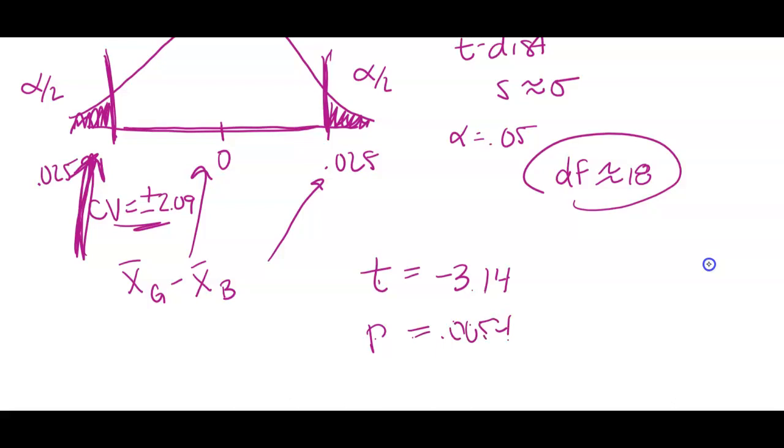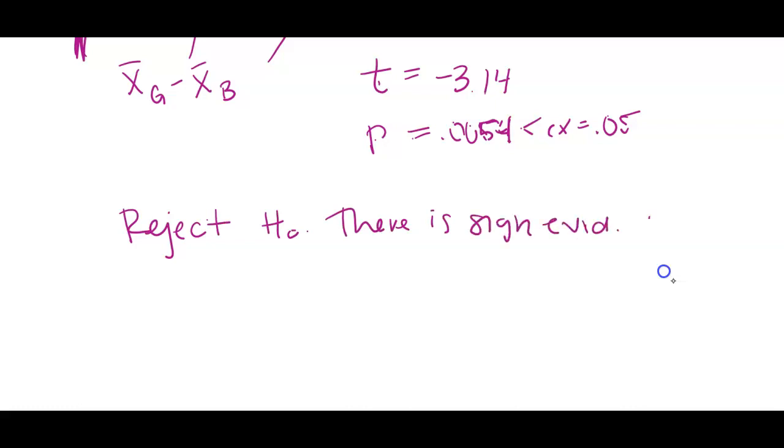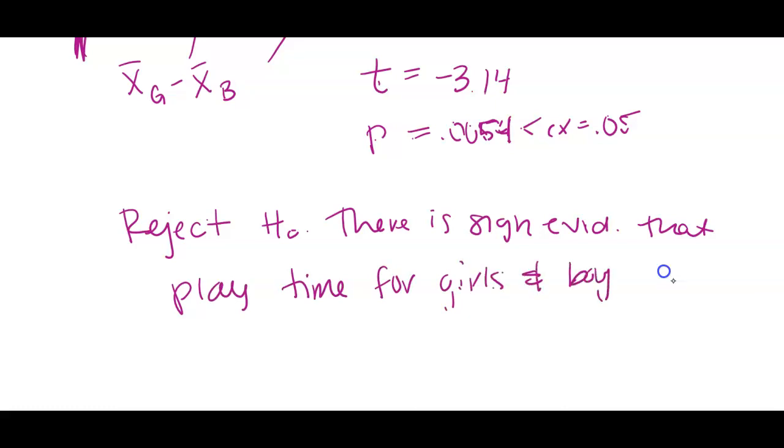Which is going to be less than the alpha level of 0.05, right? All right, so we get to reject H0. There is significant evidence that playtime for girls and boys is not the same. Okay, and that would be our answer.